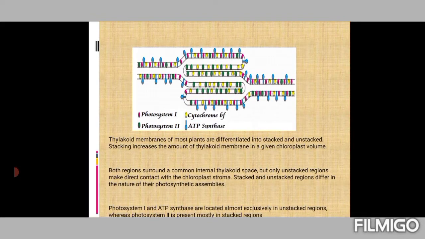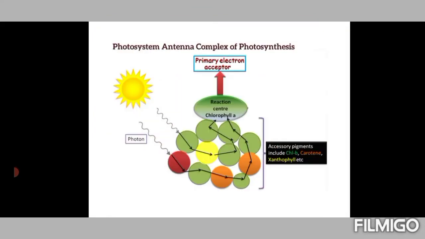These are arranged on the thylakoid membranes. As we saw in the chloroplast, there are certain flattened stacks called thylakoids or lamellae which form the granum. And you can see here the photosystem 1, photosystem 2, cytochrome BF and ATP synthase. We'll discuss cytochrome BF and ATP synthase later. These are arranged on these flattened sacs, and this is the basic arrangement.